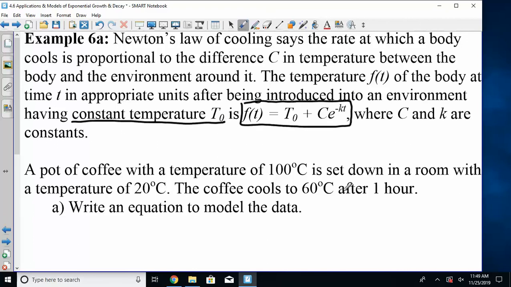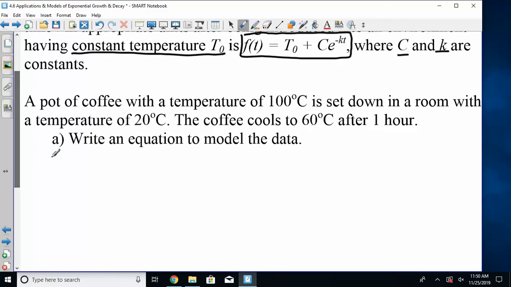T sub 0 is the constant temperature of the environment, so if I stuff something in this room and this room is 70 degrees, that's my T sub 0. C and K just represent constant values. A pot of coffee with a temperature of 100 degrees Celsius is set down in a room with a temperature of 20 degrees Celsius. The coffee cools to 60 degrees Celsius after 1 hour. Write an equation to model the data.